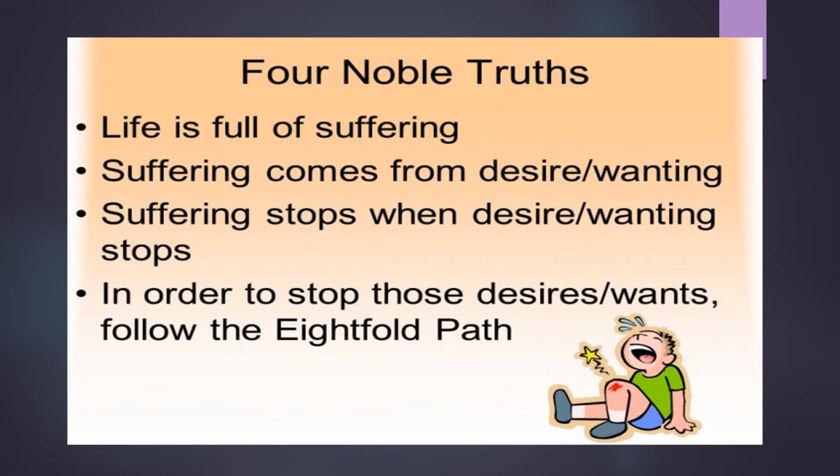The fourth noble truth is, in order to stop those desires, follow the Eightfold Path. The final noble truth is the Buddha's prescription for the end of suffering. This is a set of principles called the Eightfold Path. In the Eightfold Path, there are 8 divisions: right understanding, right intention, right speech, right action, right livelihood, right effort, right mindfulness and right concentration. So I hope you all understood about Four Noble Truths.